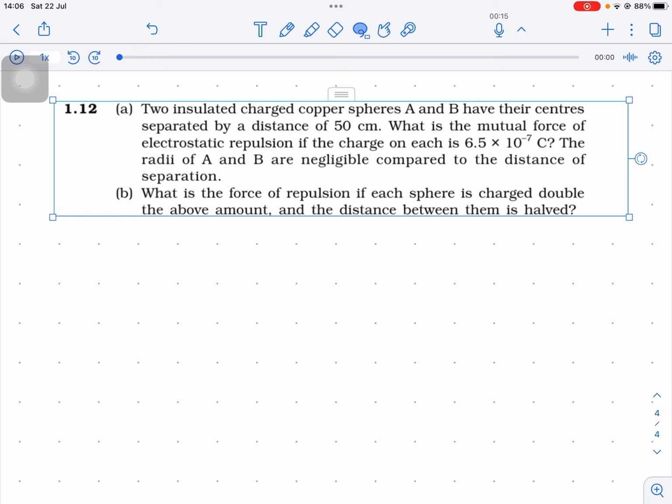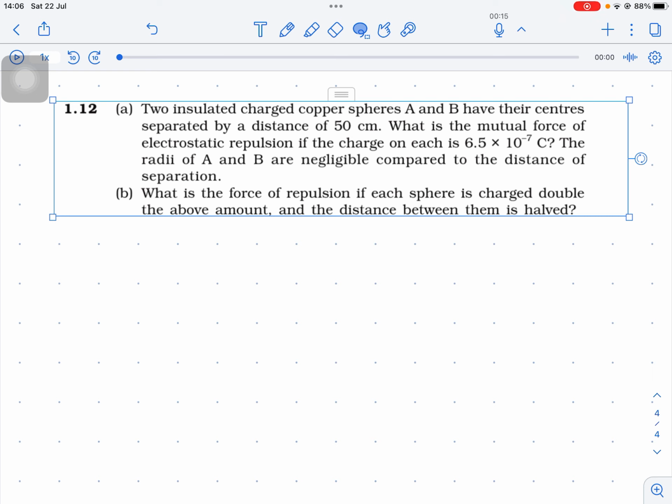Hello dear students, after a small gap we are continuing with the problem solving section from NCERT 2023-24 syllabus. So physics, first chapter is electrostatic charges and fields. So here we are moving through the questions from those chapters.